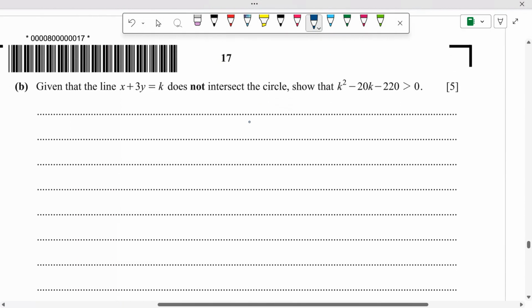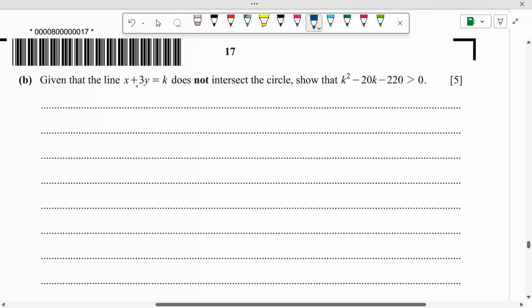Now let's move to part B. Given that the line x plus 2y equals k does not intersect the circle, show that k squared minus 20k minus 220 is less than 0.